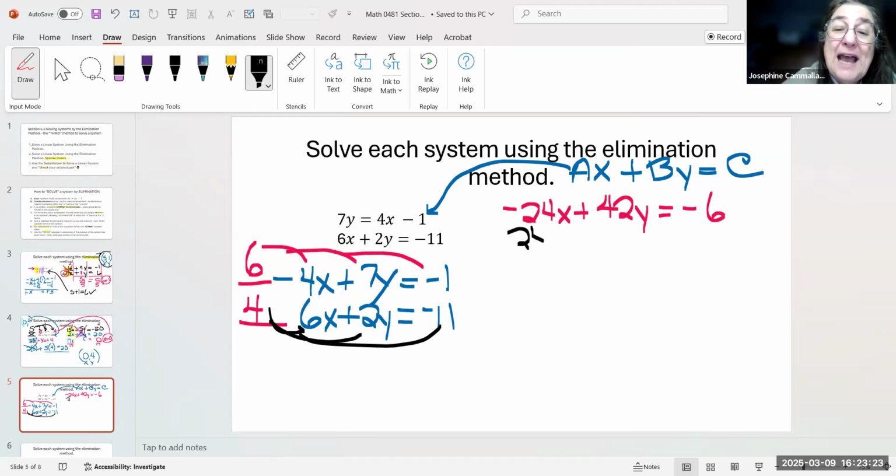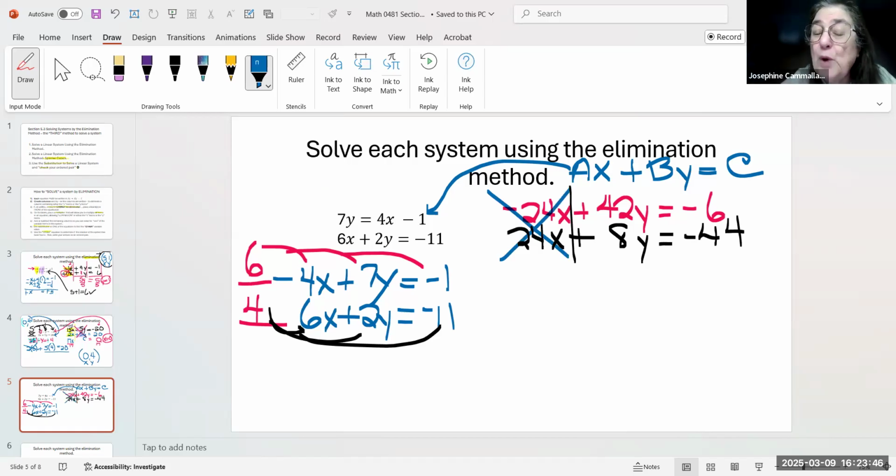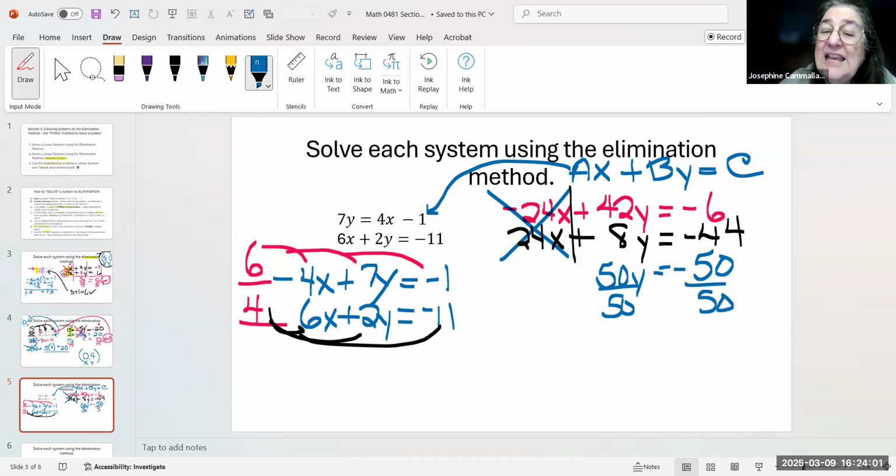Now, this is going to give me a +24x plus 8y equals -44. Well, as you can see, these x's are going to cancel. They equal 0, which means I have 50y equals negative 50. Divide by 50. I get y is equal to negative 1.